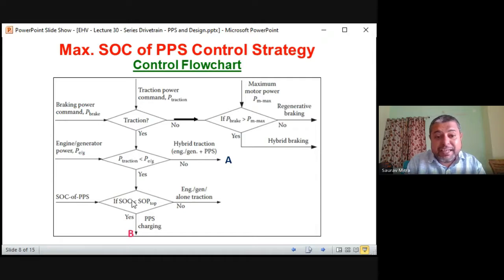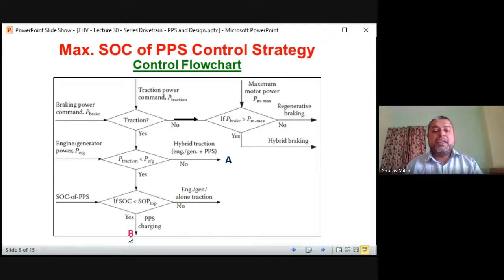But if you find that SOC is equal to SOC top, or the PPS is fully charged, in that case engine power is redirected so that it will be doing traction only. So when the PPS is fully charged, the engine is running only the traction case. Okay, and then again go back to here. So this is case A and this is case B. Case B means the engine is charging the PPS, and the engine is driving the vehicle alone if the PPS is fully charged.